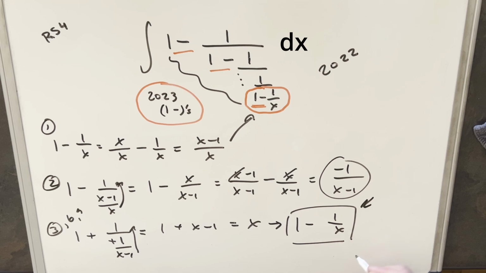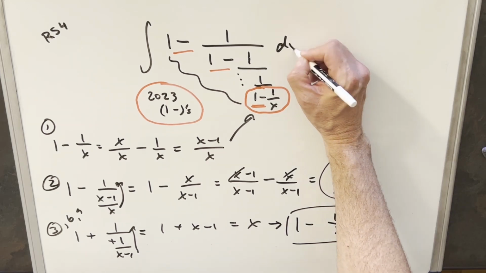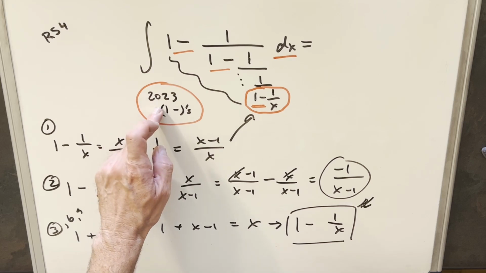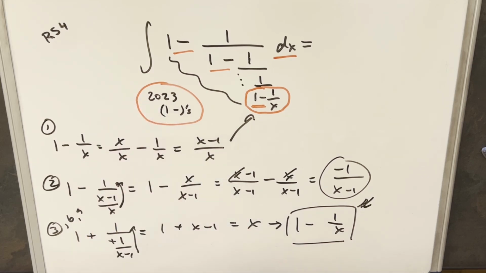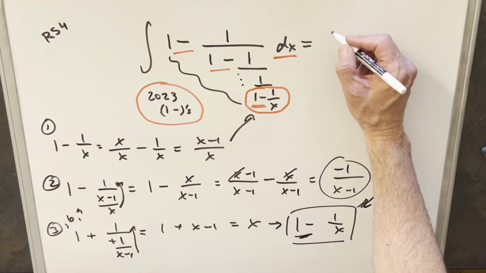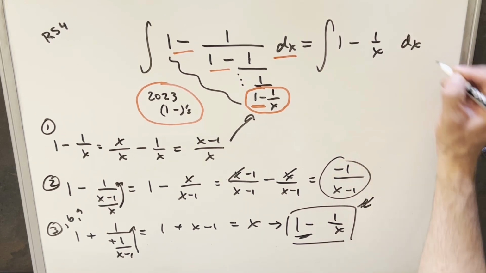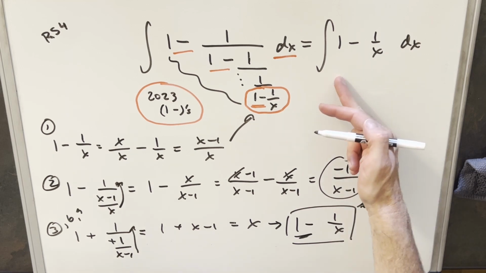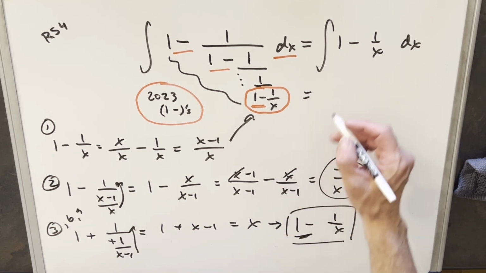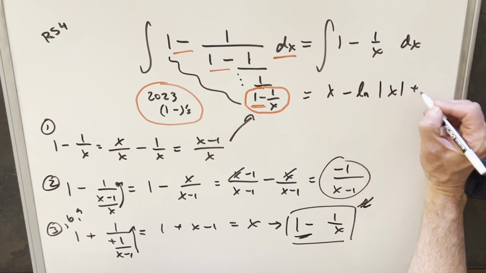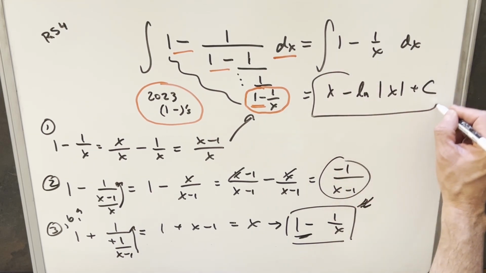For our last iteration, we're going to end up with just this 1 minus 1 over x. Sorry, I forgot the dx on the original integral. That's a big mistake. Okay, we got our dx here. That's important. After eliminating 2022 of these 1 minuses, we just have 1 left over, and it's going to be this one right here. So we can rewrite this whole integral as just the integral of 1 minus 1 over x dx. Integrating this is really simple. We get x minus natural log absolute value of x plus C, and that's it.